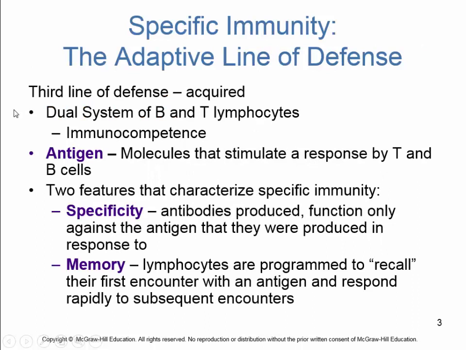The adaptive immunity consists of a dual system of B and T cells. B and T cells both have to recognize antigens. These are molecules that stimulate a T cell response and a B cell response. In particular, the antigen will have distinct receptors, which we'll discuss a bit later, that are specific for that antigen and necessary for recognition. Because of the specificity, we have distinct antibodies that will function only against that distinct antigen in response to which it was made.